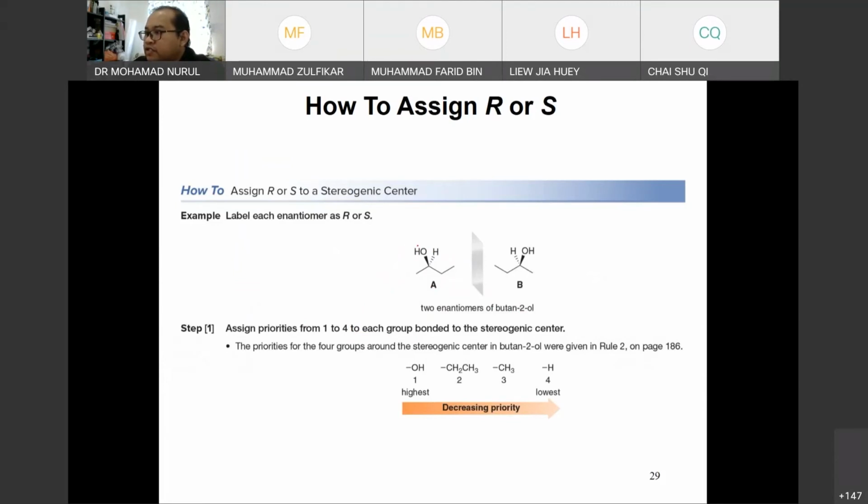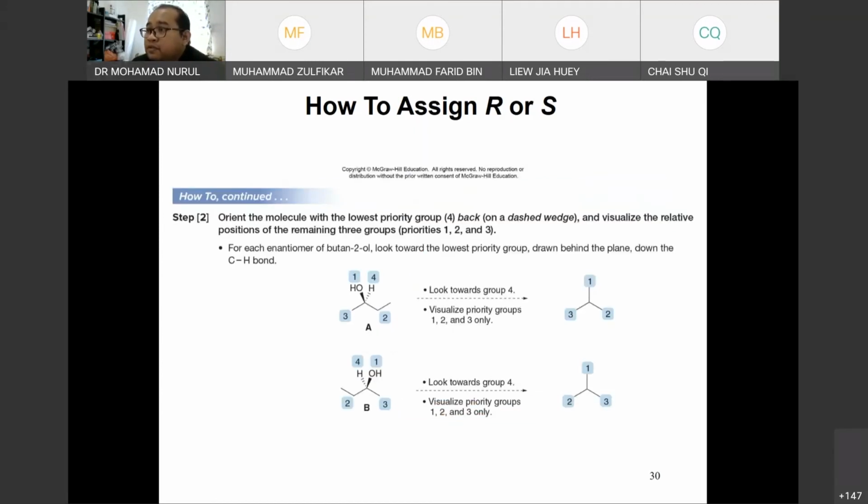First, OH, of course, is number 4. Then we have CH3 and CH2CH3. This one becomes number 2, and this one becomes number 3. In this case, 1, 3, 2, 4. You can refer to page 186. So let's start with number 2.